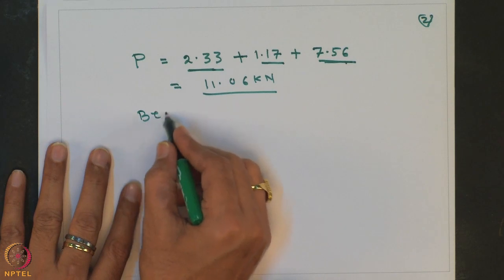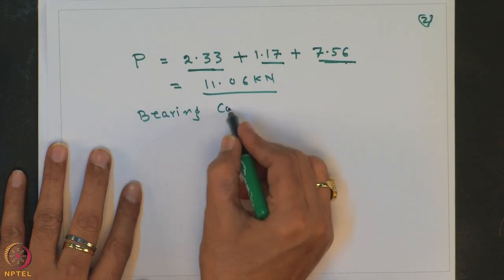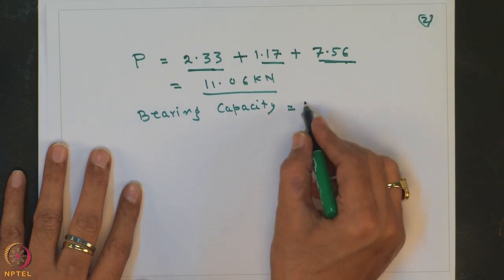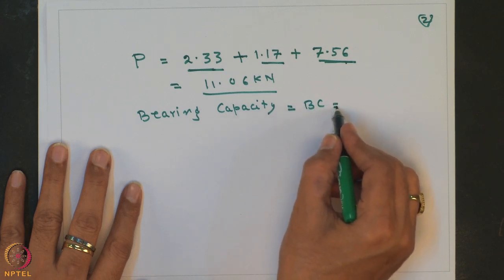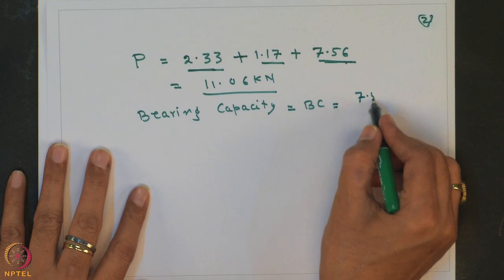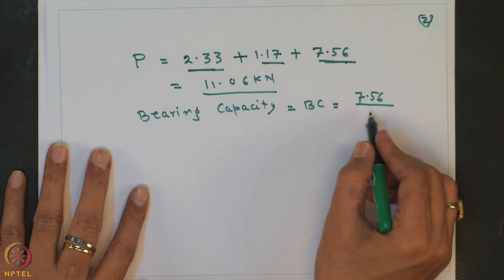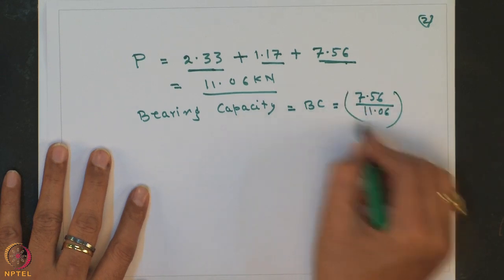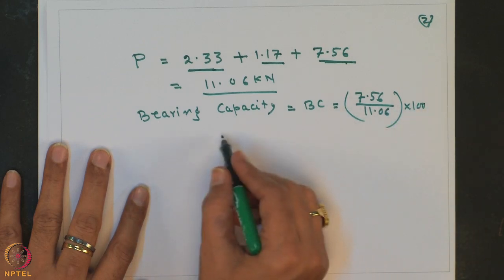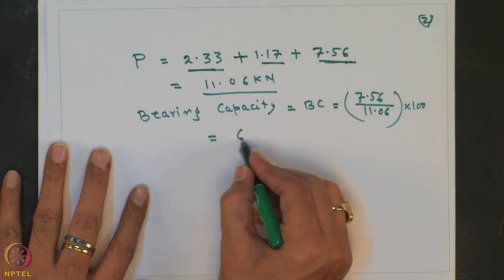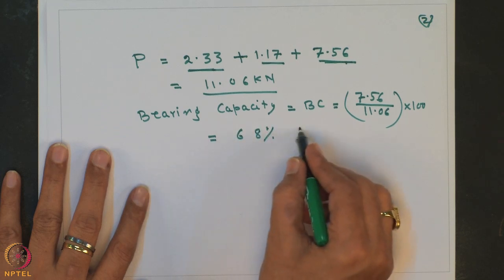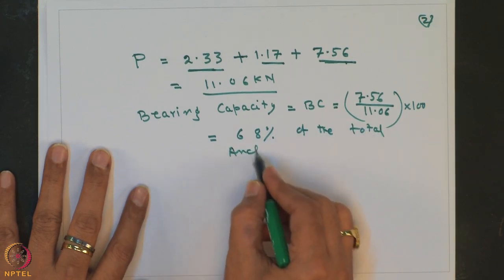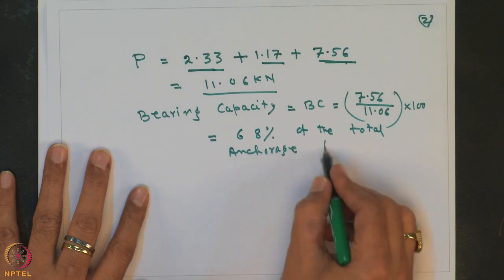Now we want to see the percentage contribution of the bearing capacity. So the bearing capacity, BC, will be equal to 7.56 divided by 11.06, into 100. So this bearing capacity will be about 68% of the total anchorage force.